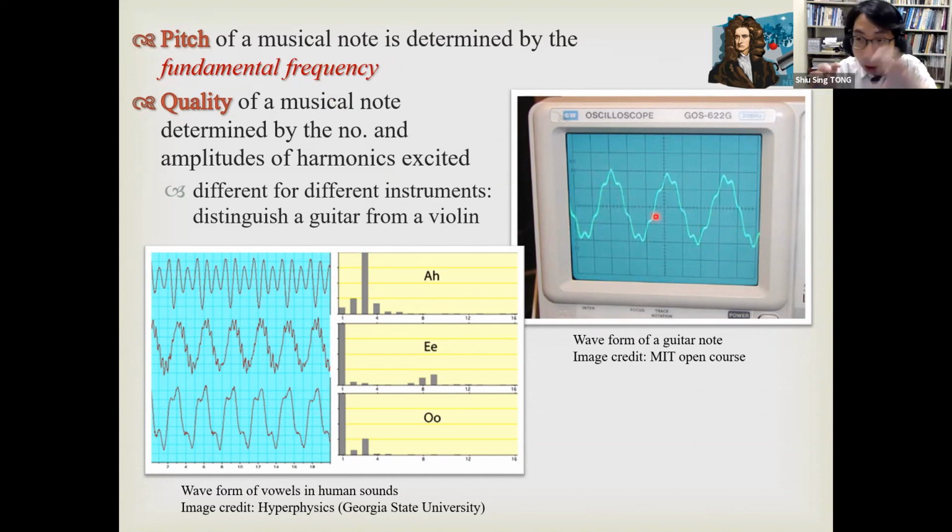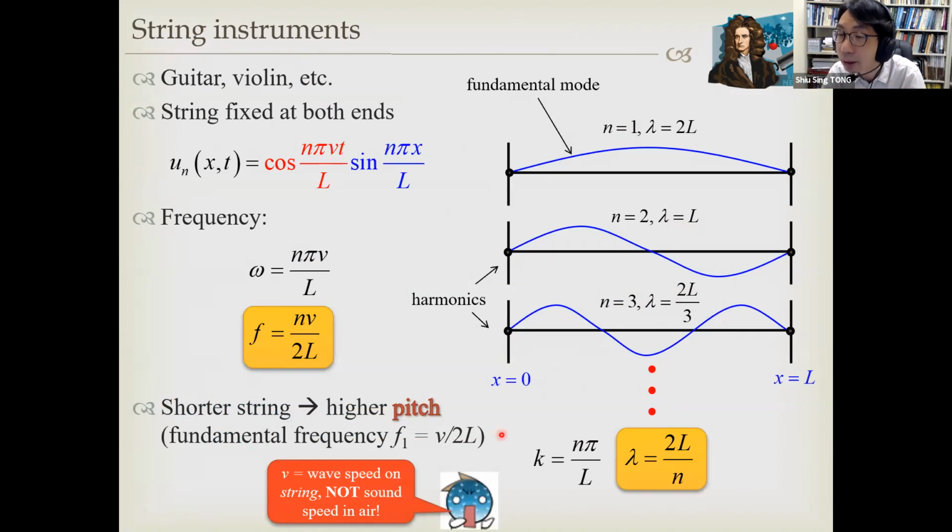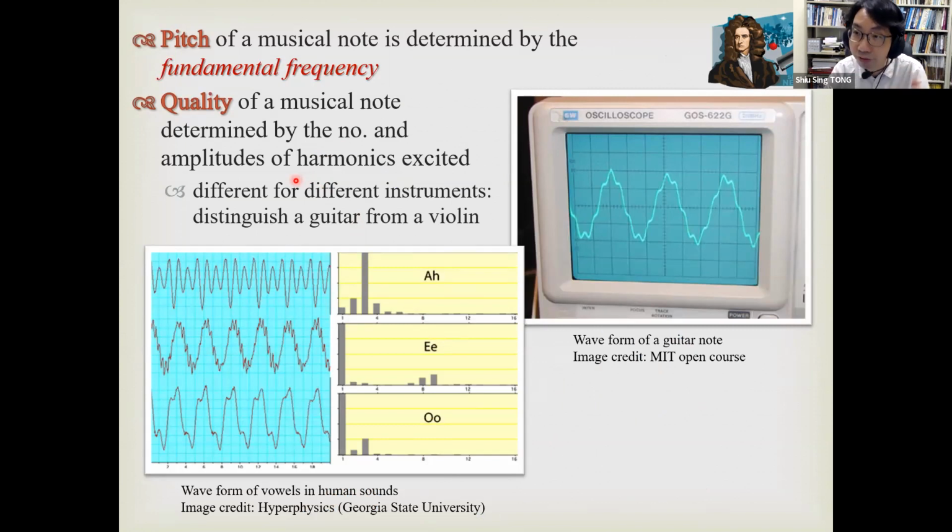But you can see on top of the sinusoidal wave, you have some up and down tiny vibrations, and those vibrations come from the higher frequency. They come from the harmonics. What we call harmonics are high frequency modes. The higher frequency modes affect the so-called quality of the sound. So the quality of a musical sound is determined by the number and amplitude of the harmonics excited, the high frequency modes that modify the fundamental frequency vibration.